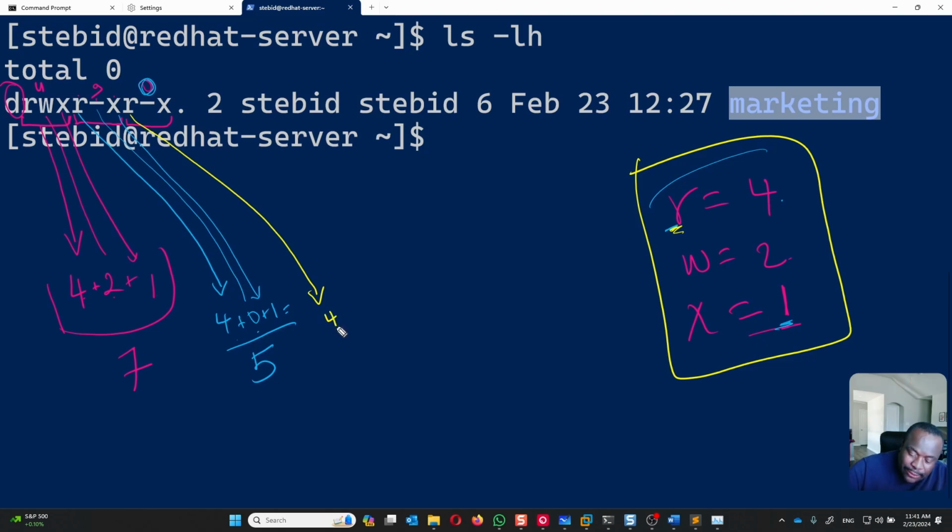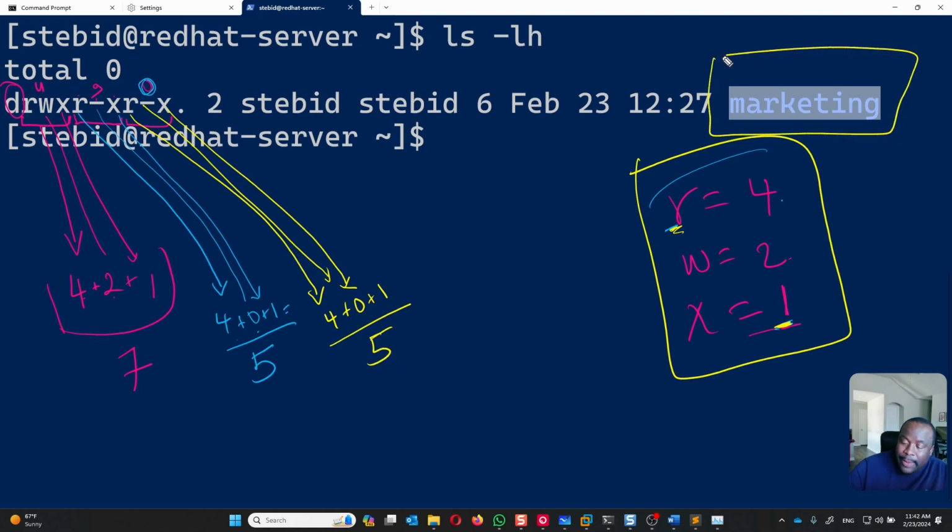Okay, the read is 4, plus, what's the value for the hyphen? Write was normally supposed to be there, but there is no write, so we're just going to write a 0. And what's the value for the last permission, the x? The x is 1, because over here we know execute is 1. So 4 plus 0 plus 1, and that is 5. So what is the permission for this file called marketing?